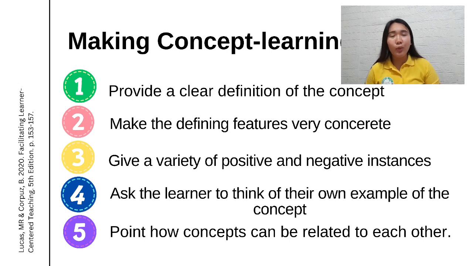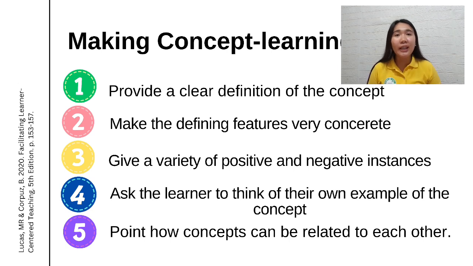Our fourth one is to ask the learner to think of their own example of the concept. So we have to encourage active learning by having students generate their own examples, meaning this helps them internalize the concept and apply it to a new situation. For example, ask students to draw their own triangle or find an example of a triangle in their environment. It could be a pizza slice.